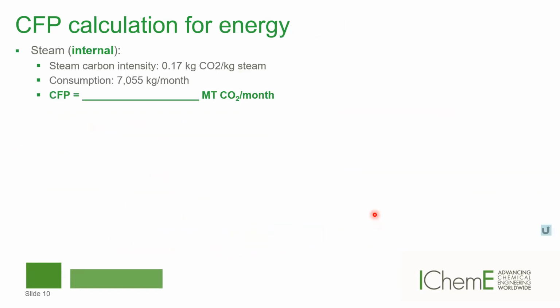Okay, so let's move on to the CFP calculation of energy. So for the internal steam production, assume this value for steam carbon intensity, 0.17. And then this data comes from the power from the production plant. So multiplying these two values, you get the CFP of the steam.